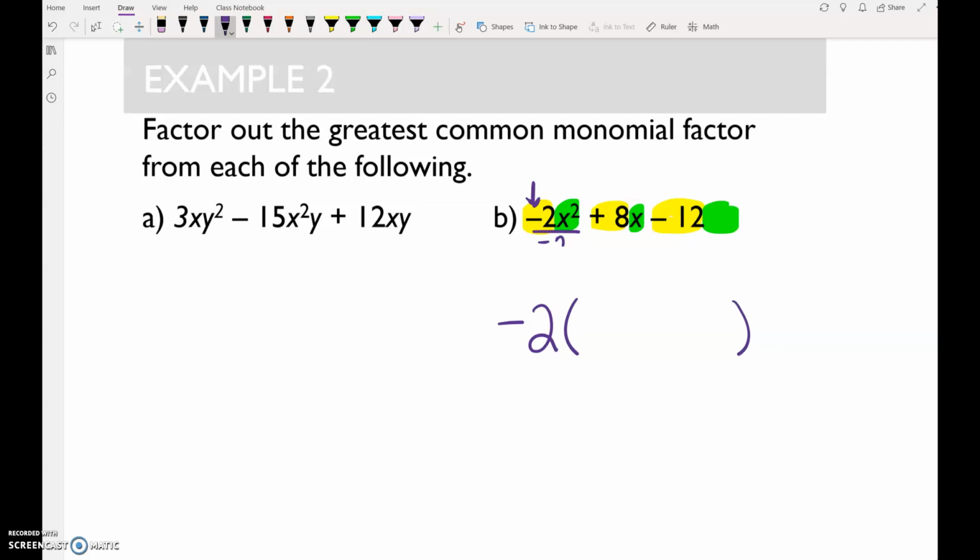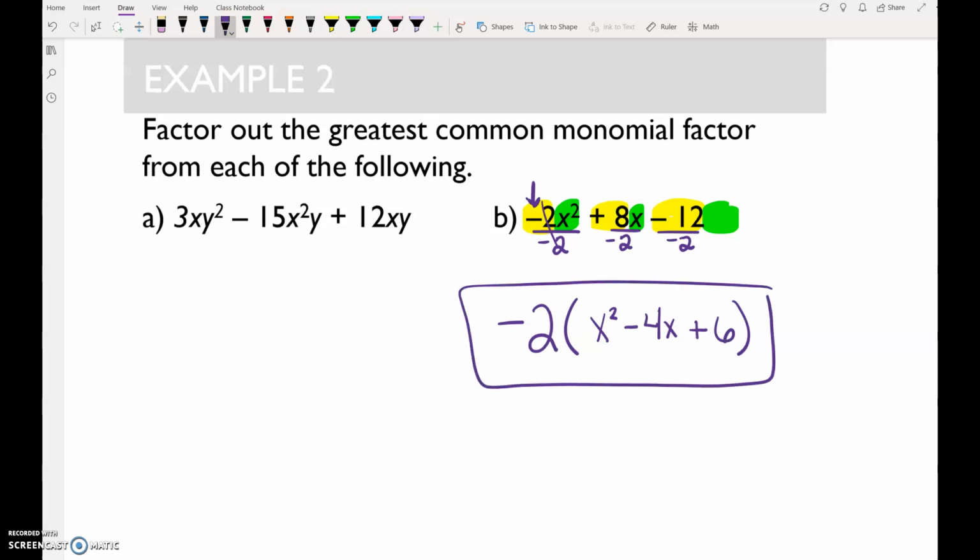Negative 2x squared divided by negative 2 is x squared. 8x divided by negative 2 would be negative 4x. Negative 12 divided by negative 2 is positive 6.